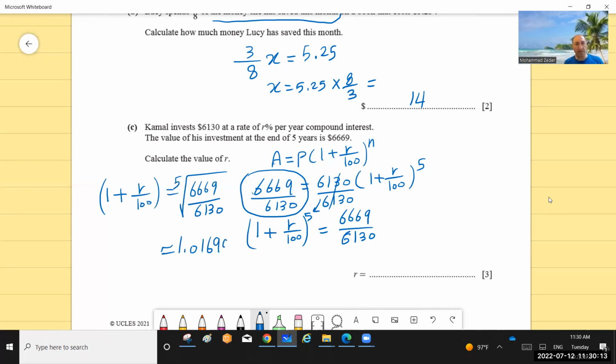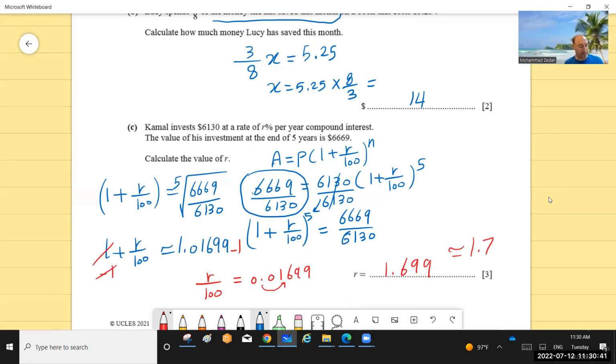It will be 1.01699. 1 plus r over 100, by removing the 1, minus 1 here and minus 1 here. So r over 100 is equal to 0.01699, and multiplying by 100 each side to get r. Just move the decimal point 2 steps to the right, it will be 1.699, or simply 1.7 if you want, 1.7%. Okay.